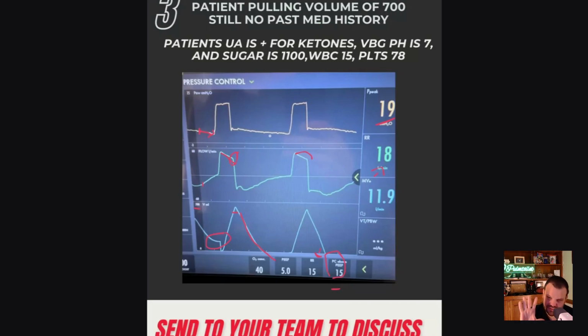So what I mean is that when I look at this, it makes me think a few different things. One is that the compliance is high. Number two is that there's some degree of auto PEEP. Number three is that there's some degree of dynamic hyperinflation.